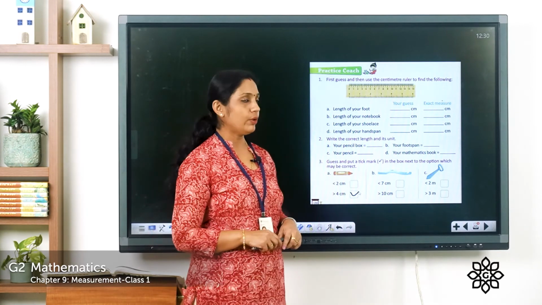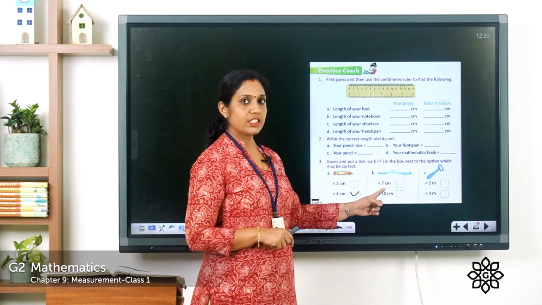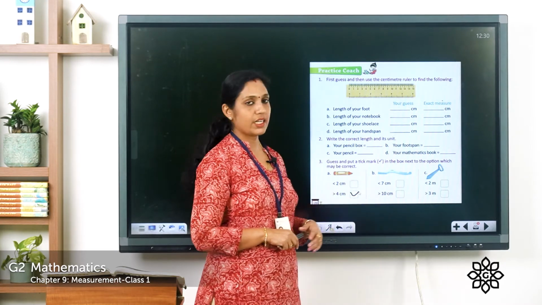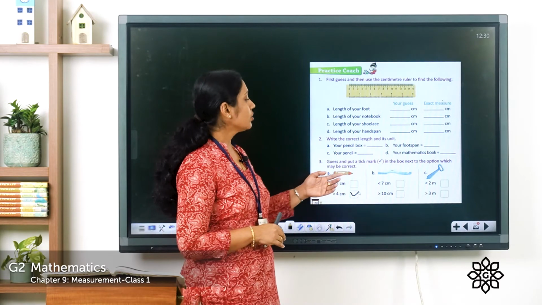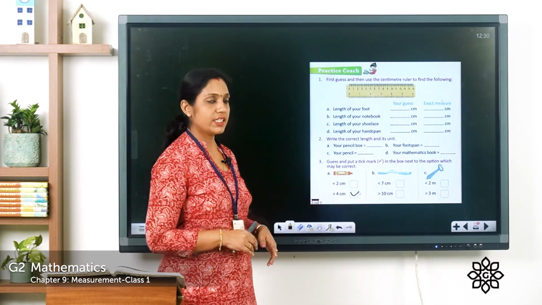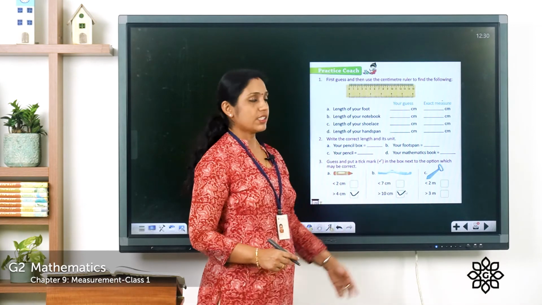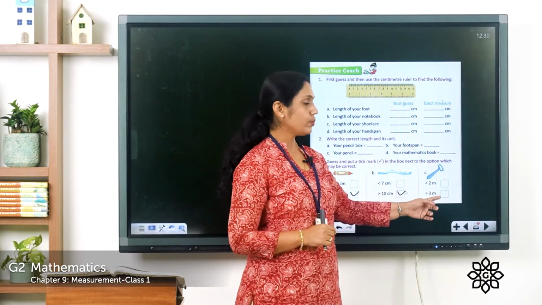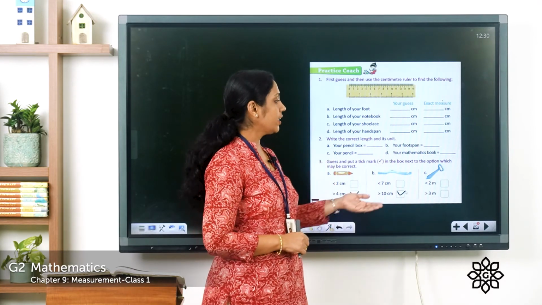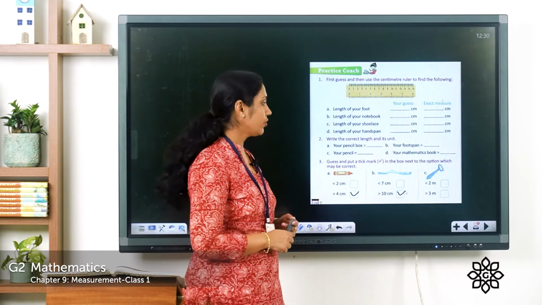The next, B, we have a toothbrush and you have less than 7 centimeters, greater than 10 centimeters. How can you find it out? By guessing. It will be greater than 10 centimeters, so you can tick it. Next, C, you have a tie and we have less than 2 meters and greater than 3 meters. So it is greater than 3 meters. So tick it.